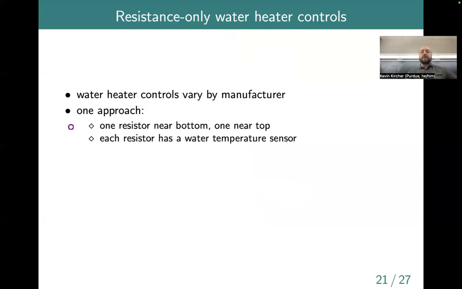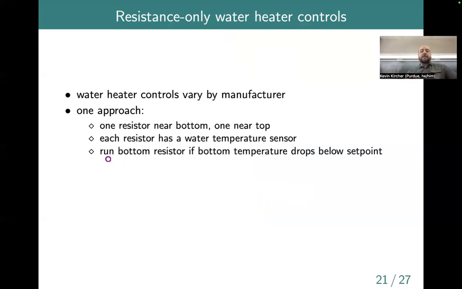So the basic idea is to run the bottom resistor, to associate with each resistor a temperature measurement. So you might put a thermocouple on the outside of the tank underneath the insulation that's at the same height, basically, as each of the resistors. And if the bottom temperature sensor measures cold, basically, then that means that water is being used. And so you turn on the bottom heating element and try to warm up that cold inlet water.